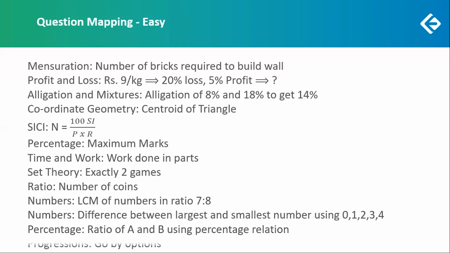Then a question on progression. It was given that the sum of 3 consecutive terms was 21, so the middle term has to be 7. If you go by the options, there was only one option with a middle term of 7. So if you just apply a bit of smartness over here, this question could have been solved within 15 to 20 seconds only.